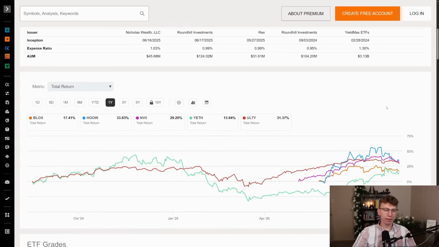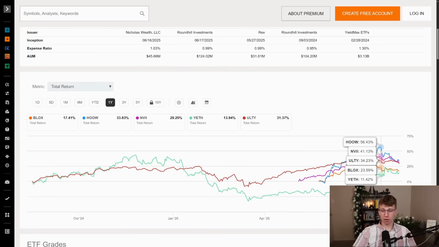And ULTY, the strategy change has been great. Yes, there's been a pullback. It's a little bit scary, but that's the way that it goes. I also want to point out HOOW is ending as one of the most profitable, up 33.83%. But at the peak, it was up 56%, which is pretty outstanding.